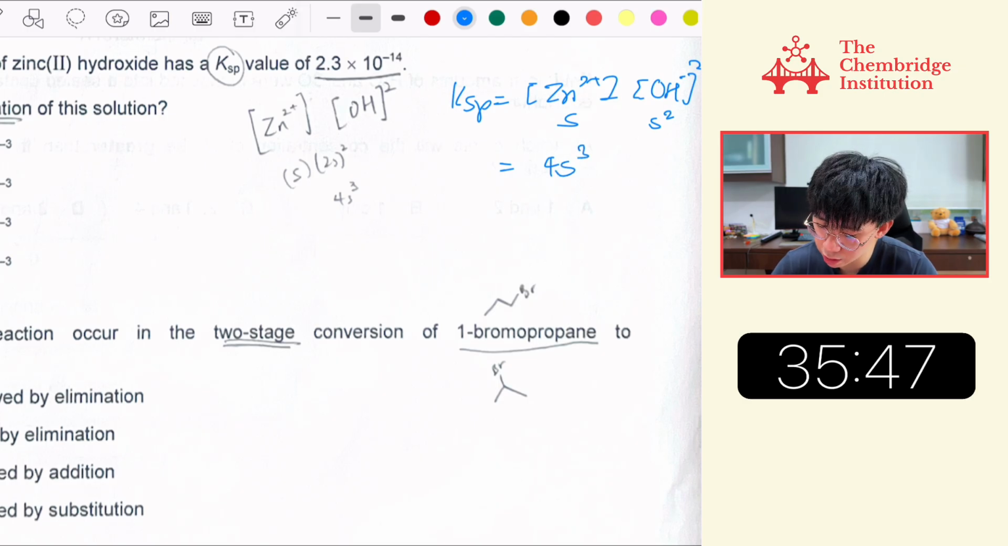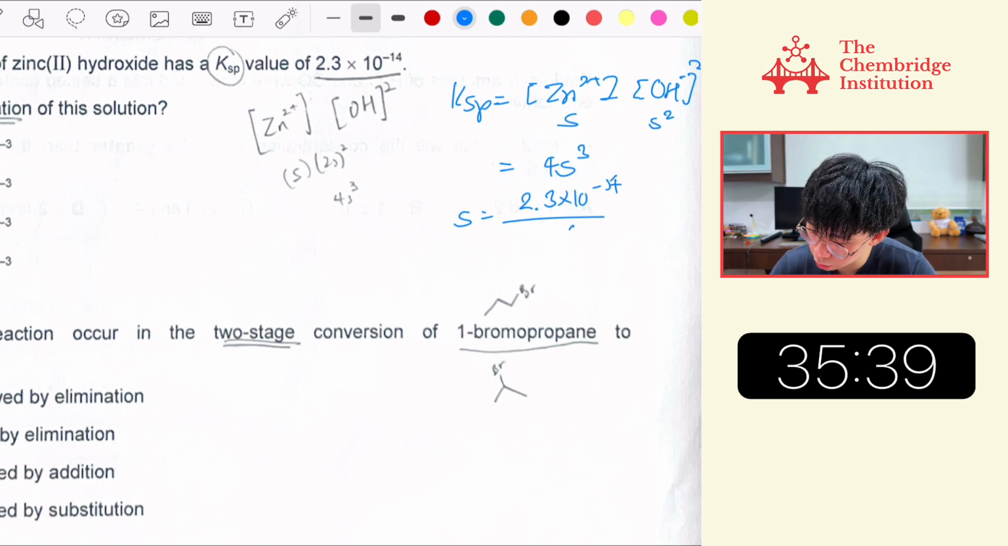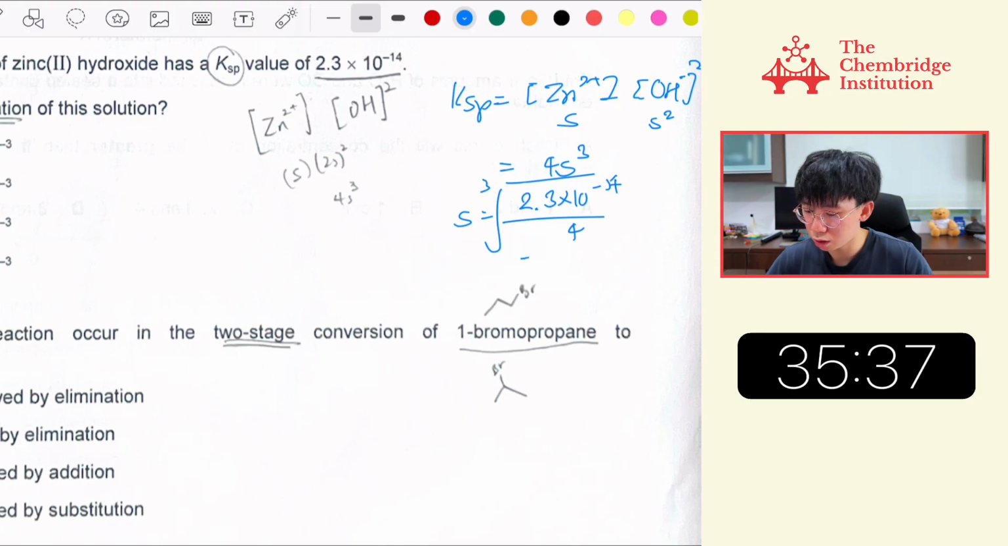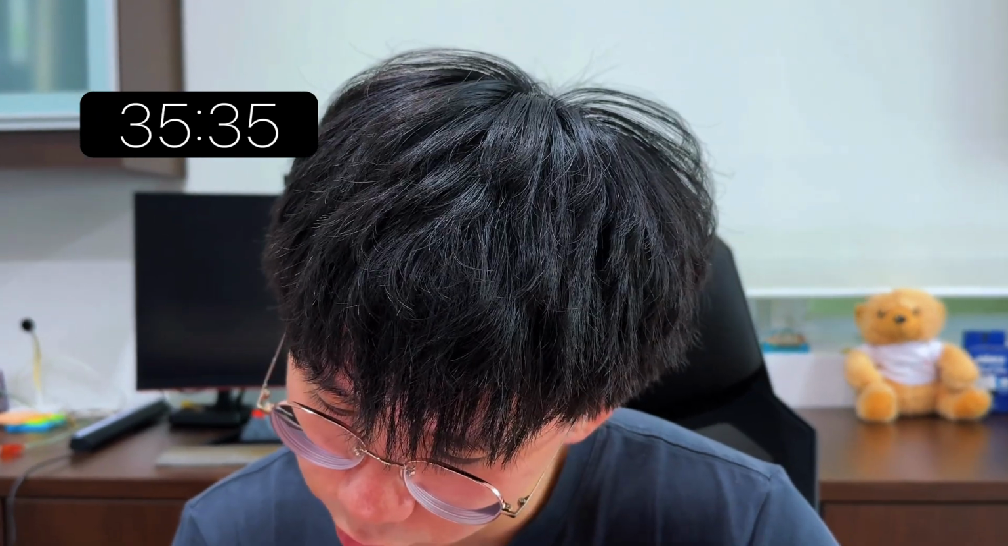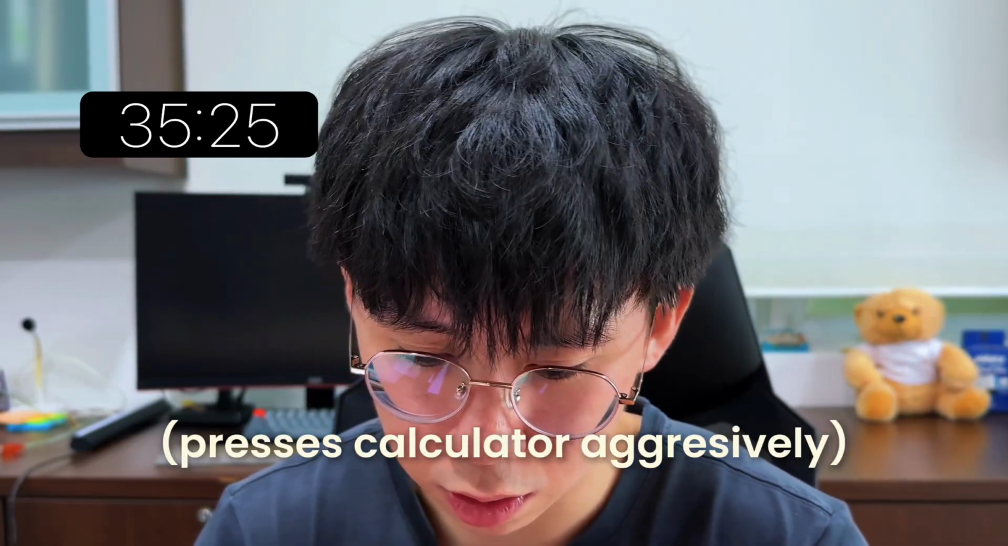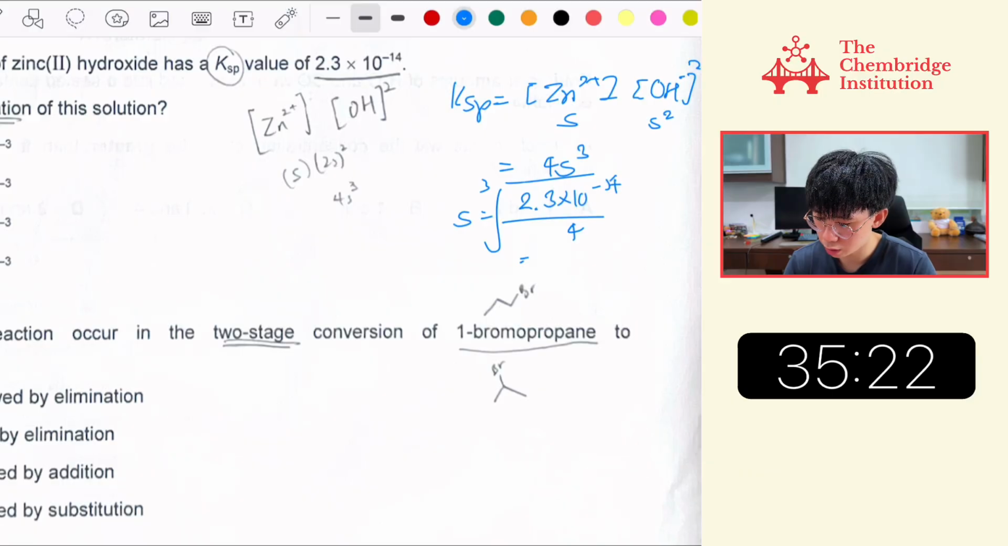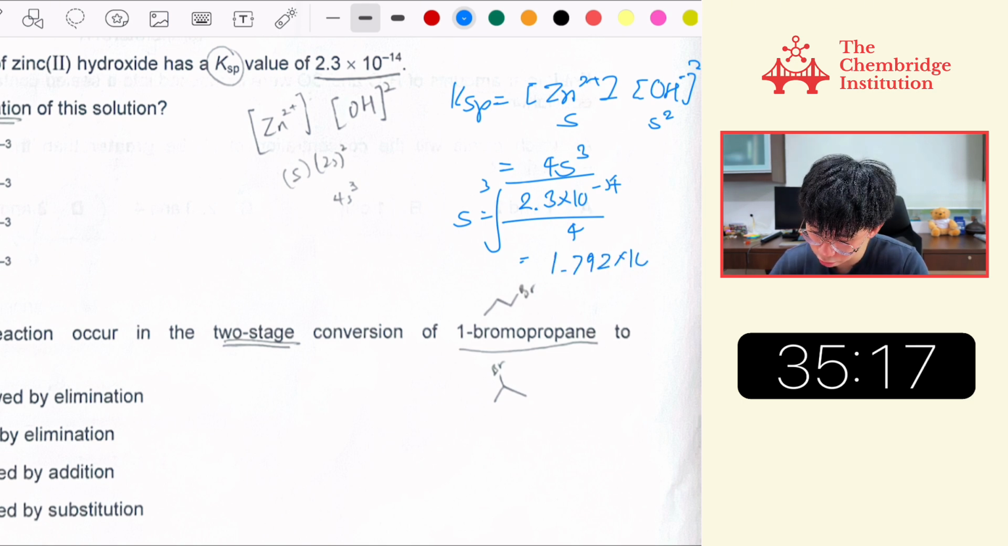So if you want to find S, okay, this is just 2.3 times 10 to the power minus 14 divided by 4. Then you just cube root the whole thing. I think that's how you do it. I don't think there's any trap around here. It is a saturated solution. Okay, so let's just put this all in, and we try to get the answer here. And they say the answer is 1.792 times 10 to the power minus 5. Don't think there's a trap here. Seems like it's B.